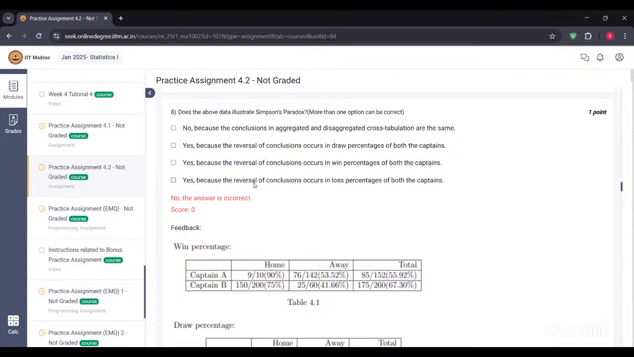Okay. Basically, the Simpson paradox is something where what we assume in the previous stages can actually change at the end. Correct. Okay, thank you.